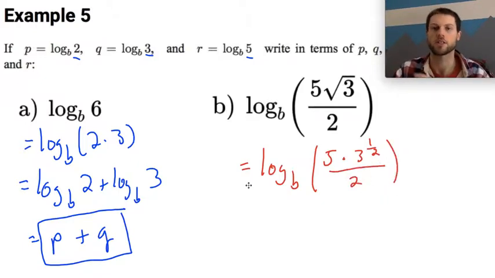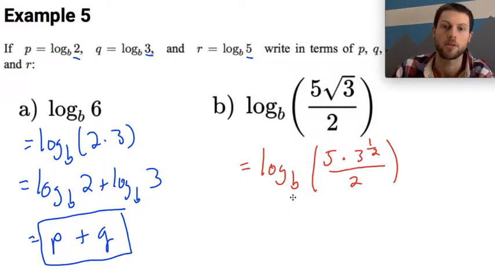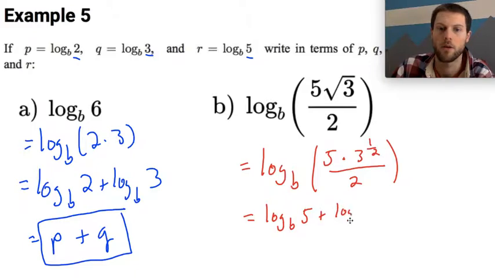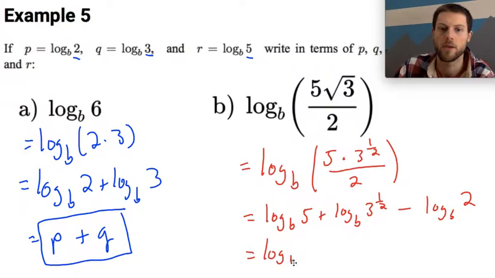So now what I can do is split all this up using my log properties. So this is going to equal log base b of, well, I've got a product here, so this is 5 plus log base b of 3 to the 1/2 minus, now this is my quotient, log base b of 2. Last thing I have to do here is pull this 1/2 out, so this is all going to equal log base b of 5 plus 1/2 log base b of 3 minus log base b of 2.